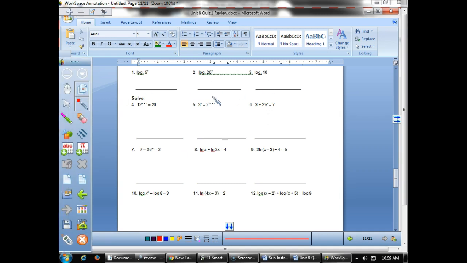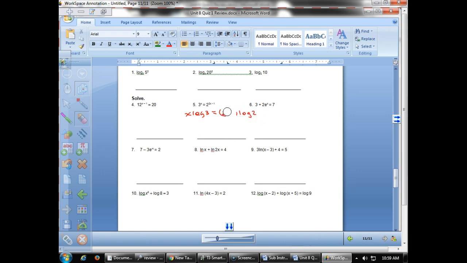So on number 5 here, it's already isolated, so I can go right in and do log of both sides. So the x will come down in front of log of 3. Oh, I remember this one. And this is 2x plus 1, times log of 2. It's minus. I cannot read that, y'all. It's so tiny here. 2x minus 1. Okay, so 2x minus 1.